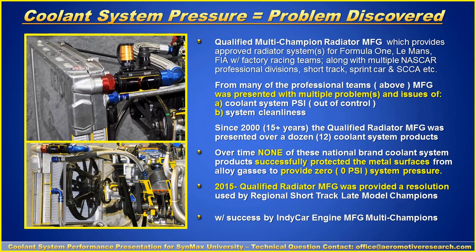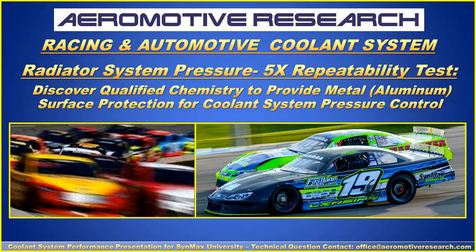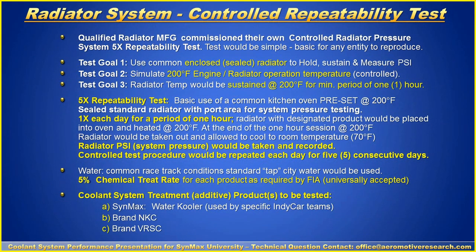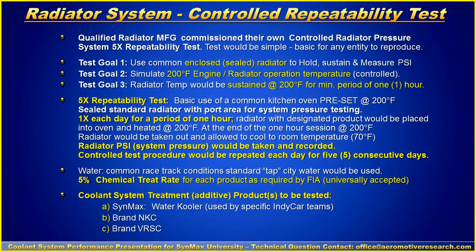Yet in 2015, the radiator manufacturer was provided a solution used by regional short track late model champions and further with success by an IndyCar engine manufacturer with multiple championships. So a test was conducted, a radiator system pressure test with a 5-time repeatability study to discover qualified chemistry to provide the metal surface, the aluminum, protection for coolant system pressure control. The radiator manufacturer conducted their own controlled radiator system pressure test with a 5-time repeatability study.